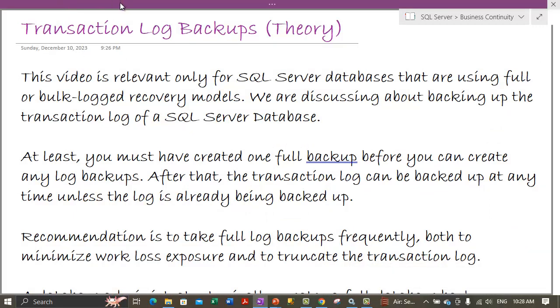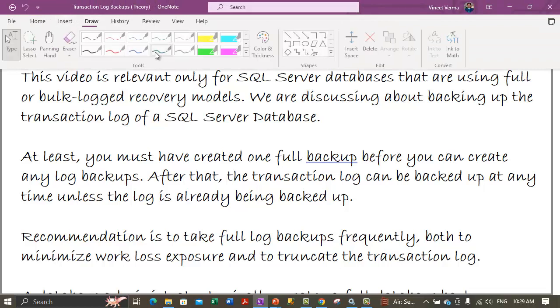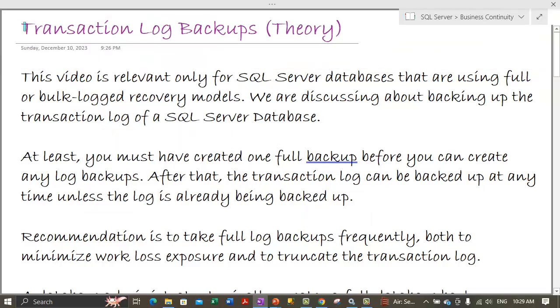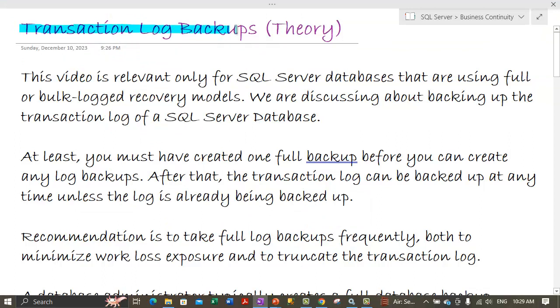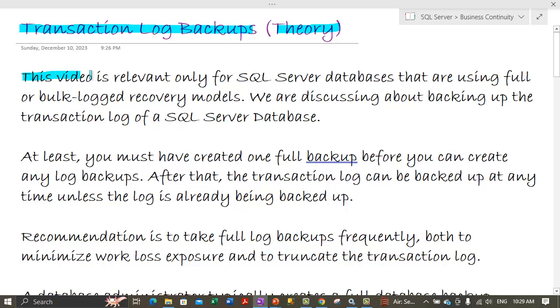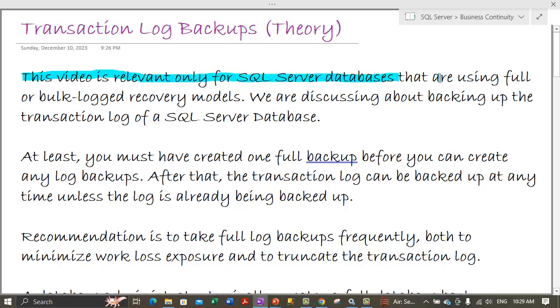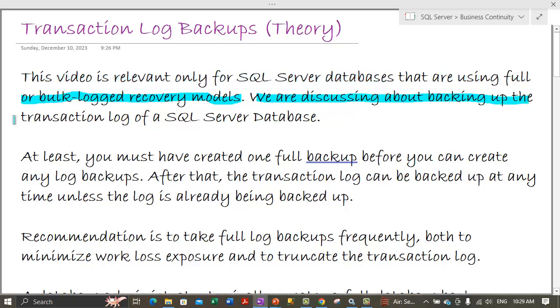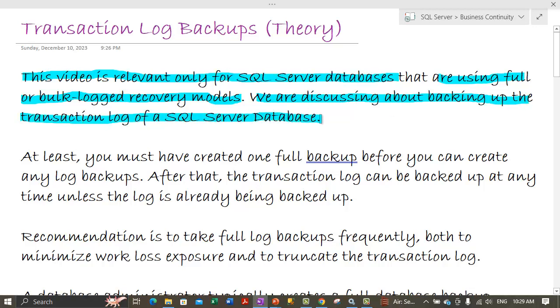Alright guys, let's continue. So let me select my pen pointer and we will discuss the notes. Alright, so today's topic is transaction log backups. This will be a theoretical session, and this video is relevant only for SQL Server databases that are using the full or bulk-logged recovery models. And we are discussing backing up the transaction log of a SQL Server database.